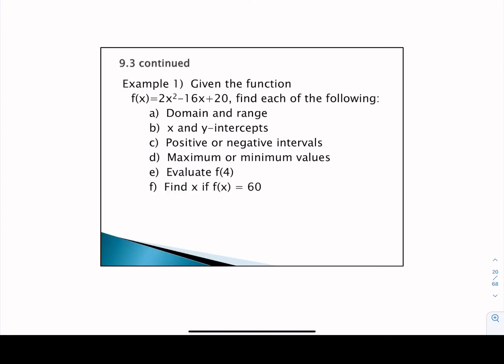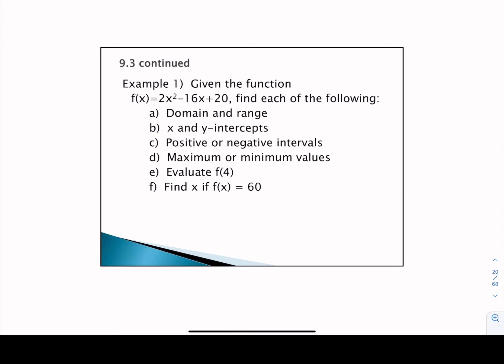Our first example says, given the function f of x is equal to 2x squared minus 16 times x plus 20, find each of the following. So we're going to graph that function in your calculator and then start our points of analysis. But it's really important that you graph it correctly and that you find some critical values on that graph so we can analyze.